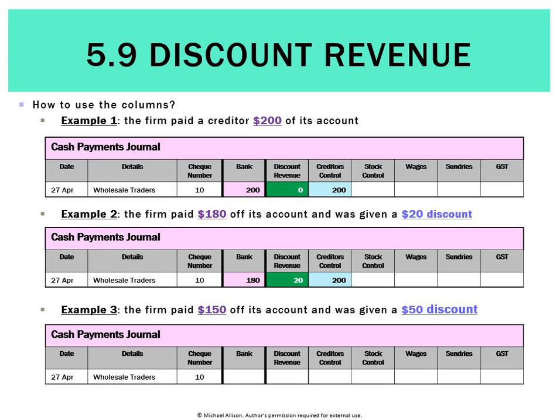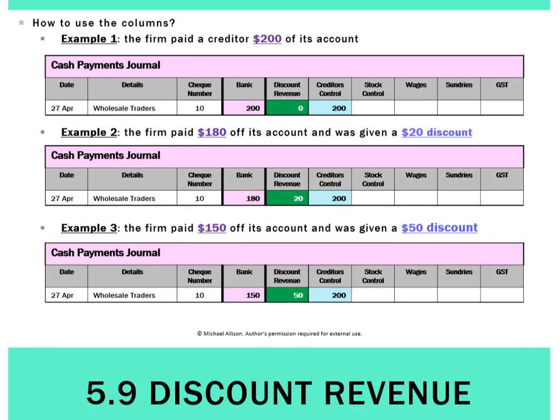A third example could be we pay $150 and get given a $50 discount. So we've got $150 in the bank, discount of $50, and the creditors column will be $200. So in all three examples, creditors has gone down $200. We've just done it with a different mix of paying and getting discounts.